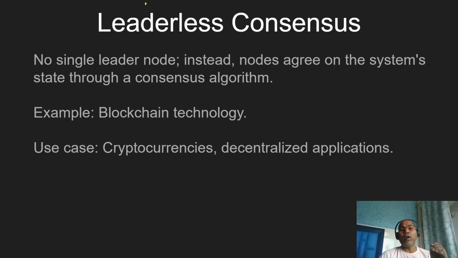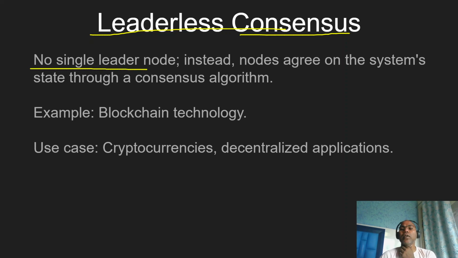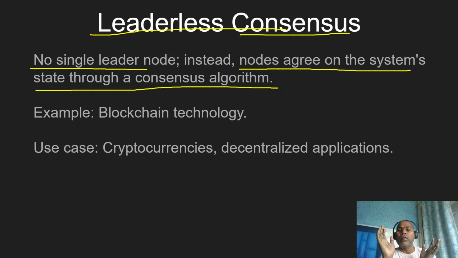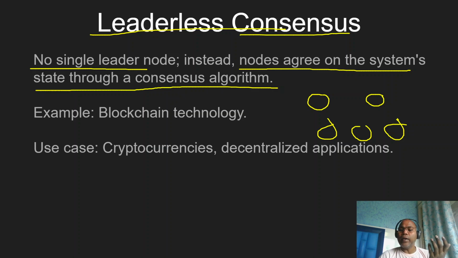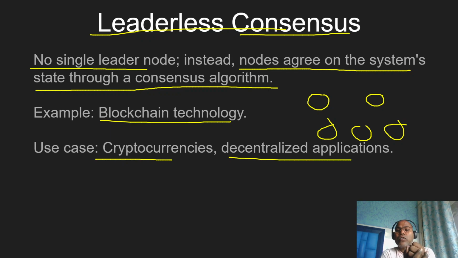And we have another approach, the leaderless consensus approach. That means there is no single leader node. Instead, nodes agree on the system state through a consensus algorithm. We just say, hey, there is no leader. All the nodes agree on how we are going to replicate data and how we are going to sync data with the help of a consensus algorithm, like blockchain technology, where there is no centralized master. This is where cryptocurrency and decentralized applications have not only one master or leader that can manage and represent the complete state.